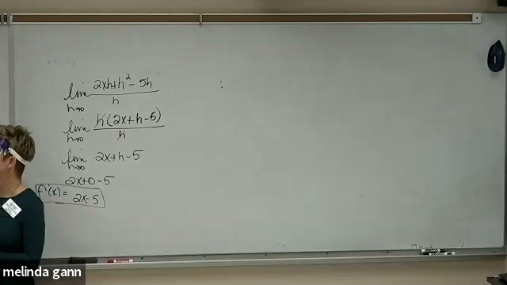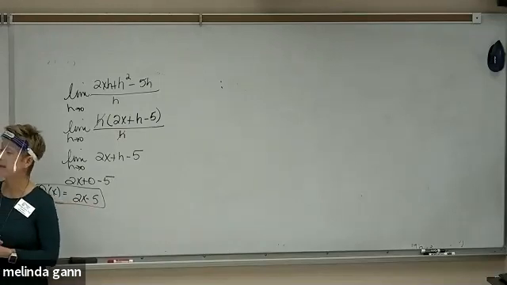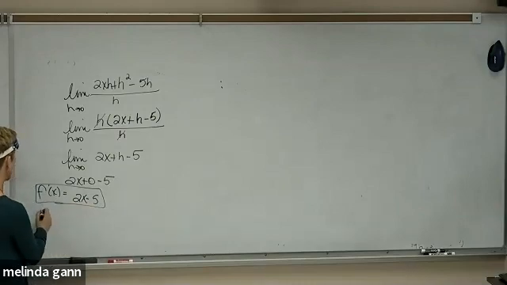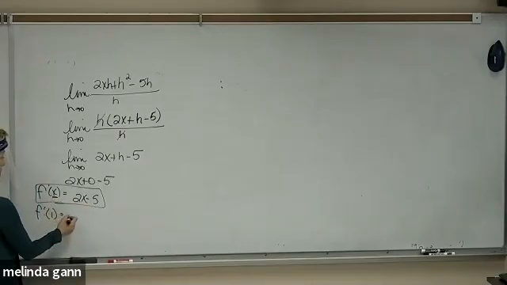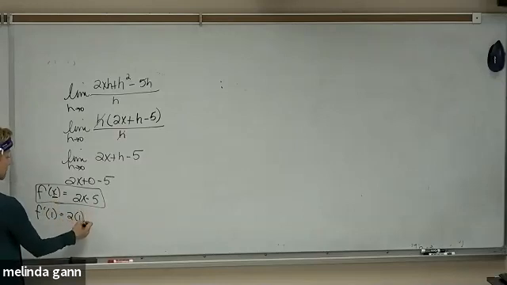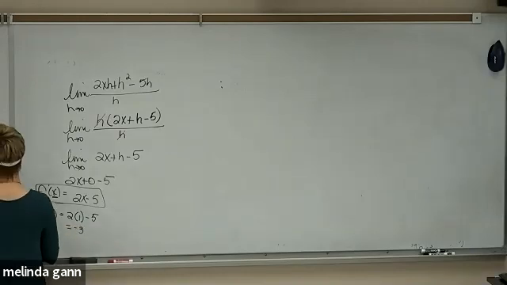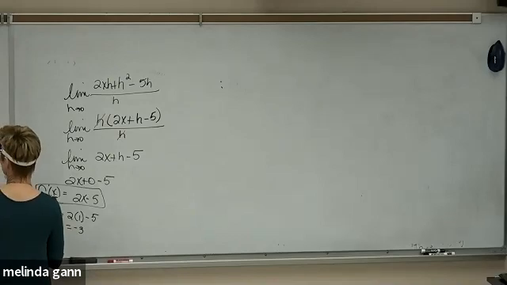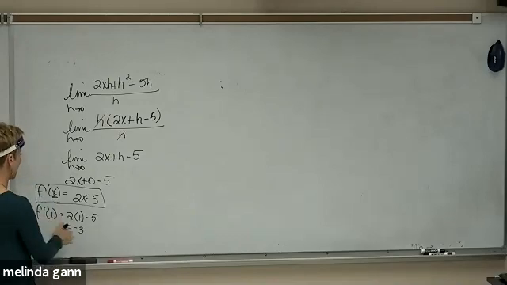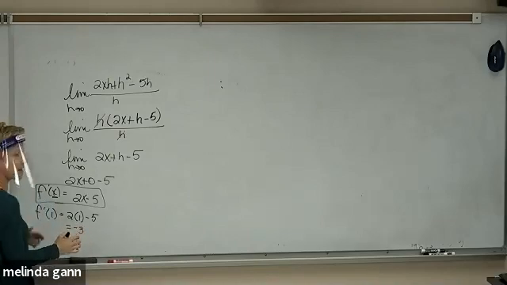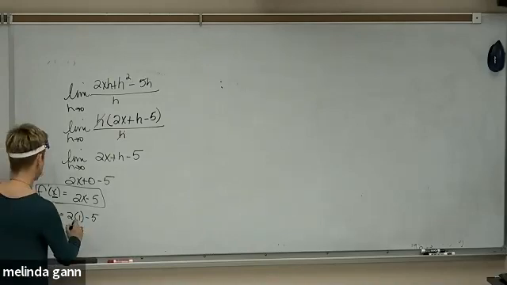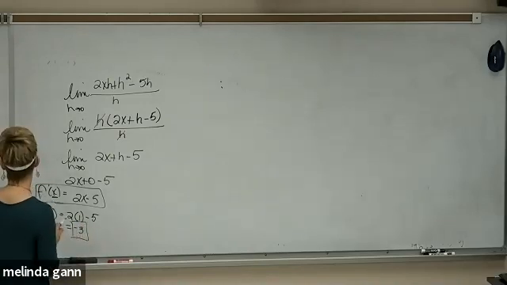But they didn't want the general derivative. They wanted the slope of the tangent line at the point (1, -3). So what am I about to put in for x? 1. Now, it's not negative 3 because that's negative. That's just a coincidence. Everybody okay? So there's the slope of that tangent line.